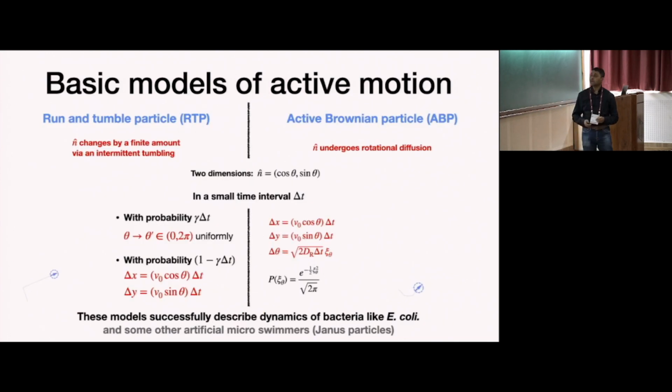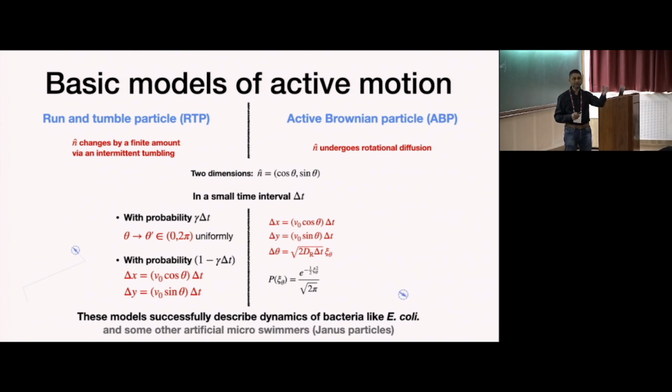The minimal models for describing this kind of system, there are many, but the most popular ones are called the run and tumble particle and the active Brownian particle. They essentially describe how this unit vector changes as a function of time. For example, in the run and tumble particle, you draw a time from some exponential distribution, and the particle moves along its direction for that time, and then it changes direction uniformly between 0 and 2 pi, independently at each step.